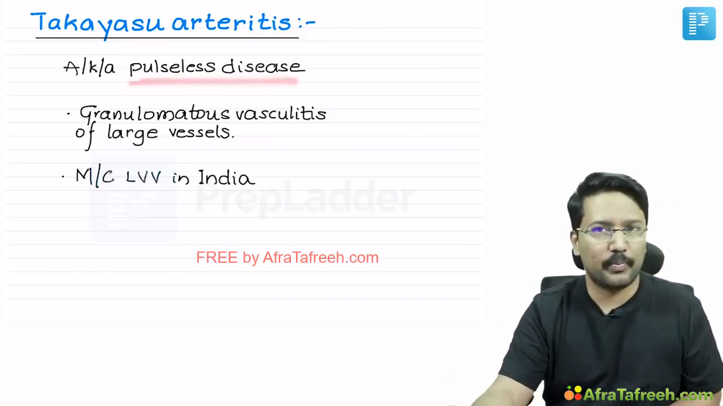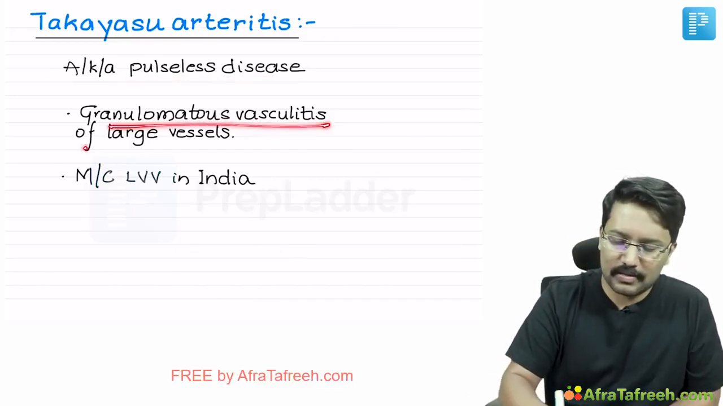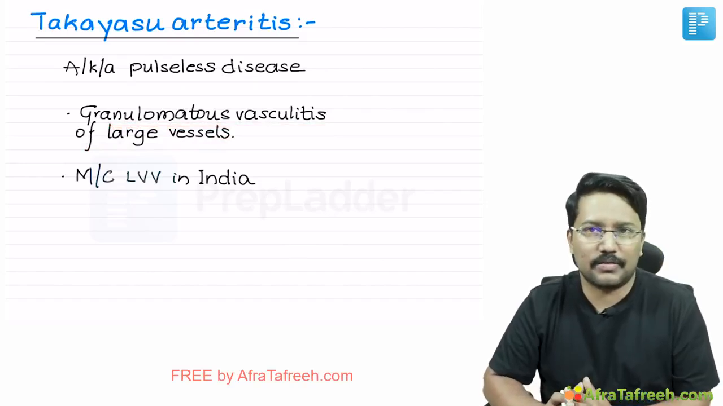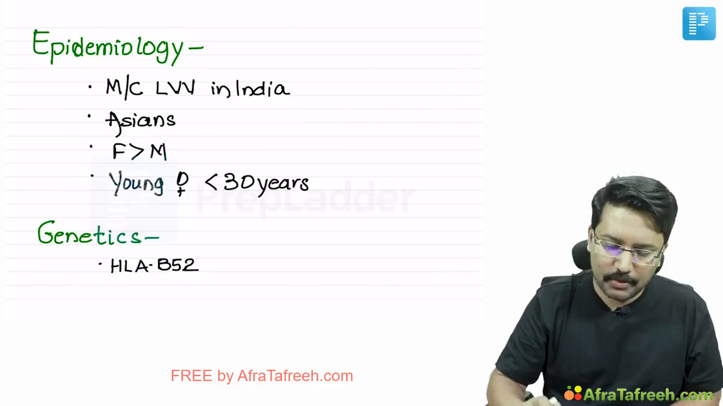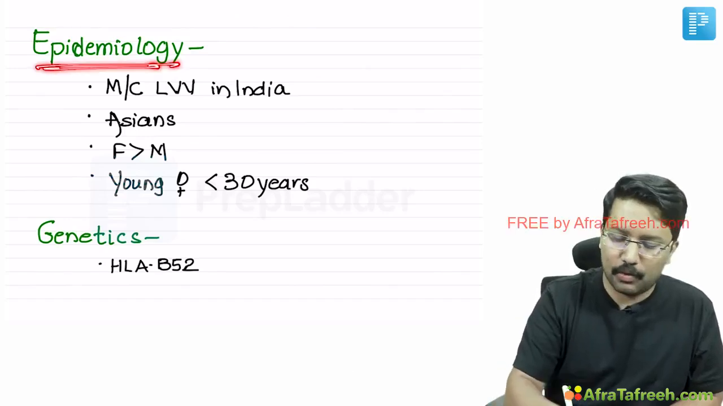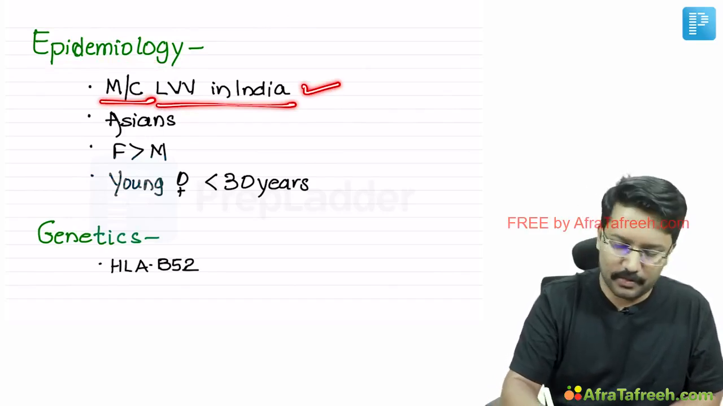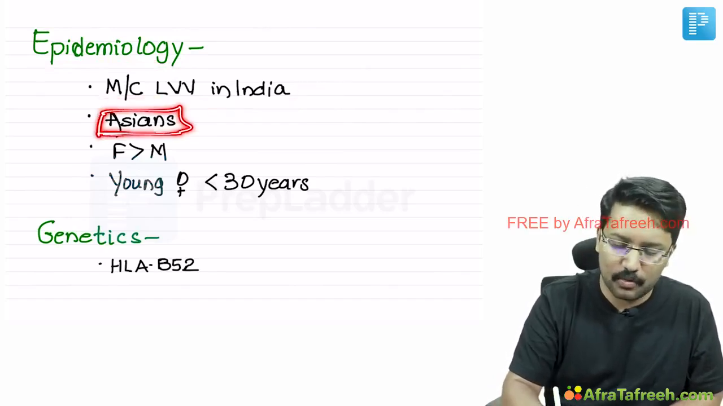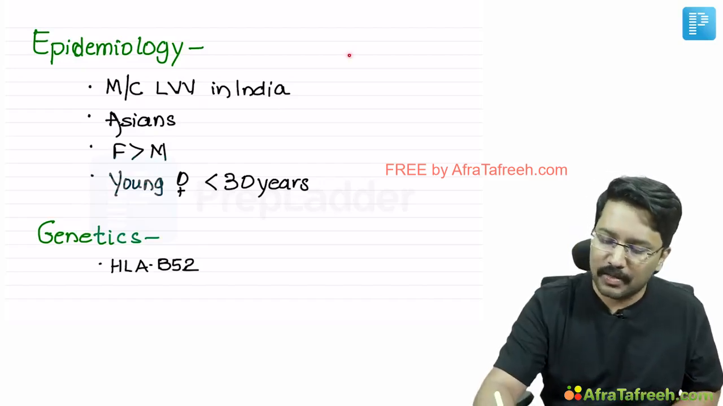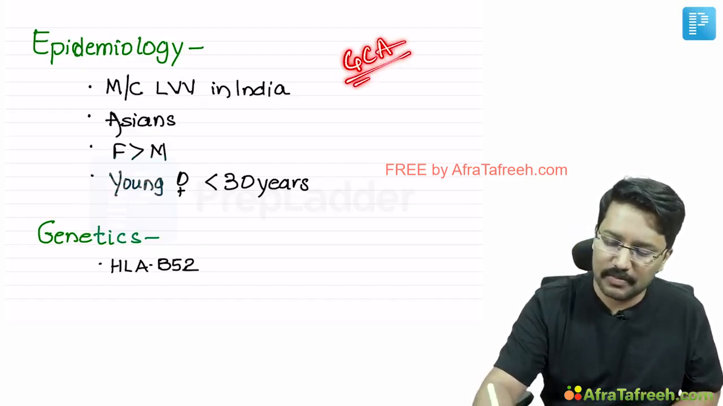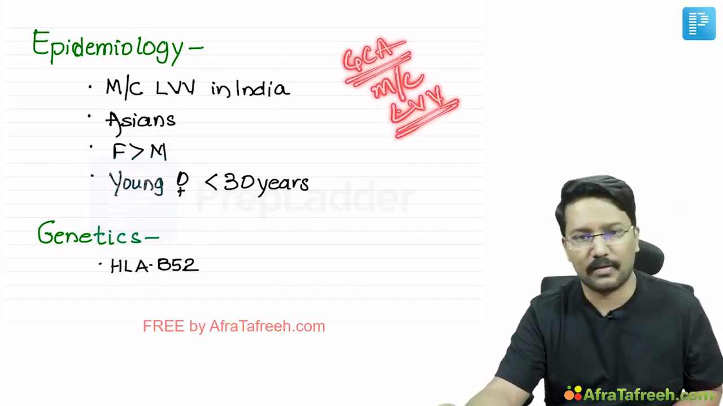This is also known as pulseless disease. So in this disorder, there is granulomatous vasculitis of the large vessels. When we do biopsy, we may notice some degree of granulations. Coming to its epidemiology, I have already told you this is the most common large vessel vasculitis in India, and we already know that Asians are more affected than the Western world. So when it comes to the Western world or Caucasians, it is giant cell arteritis which is the most common large vessel vasculitis there, right?